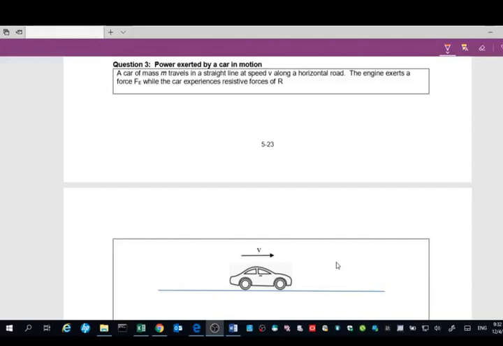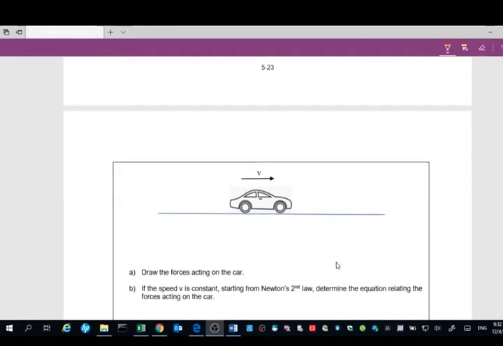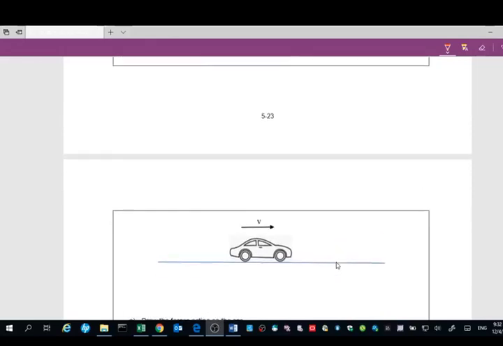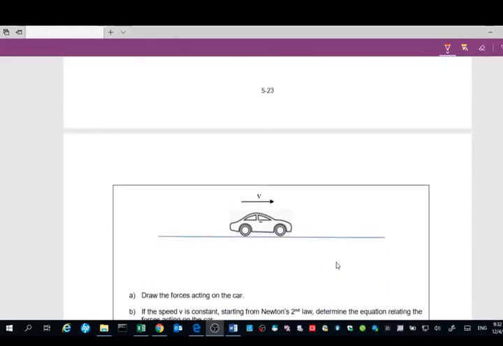Okay, this question is about a car that is moving at speed v along a horizontal road, right? The engine exerts a force Fe while the car experiences a resistive force of R. It is very, very similar to question one here, right? So let's draw the forces acting on the car.